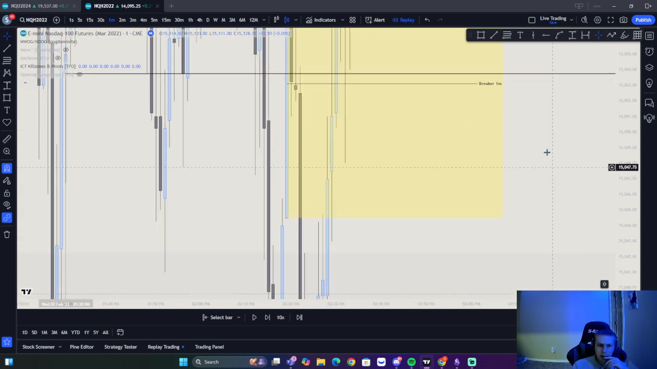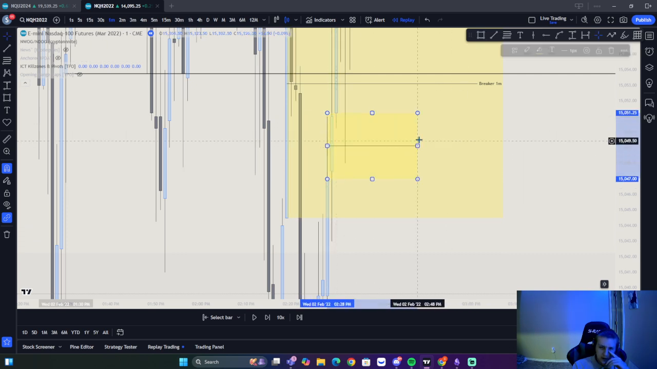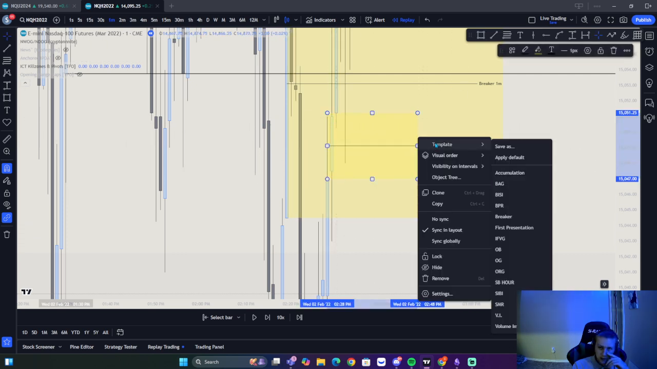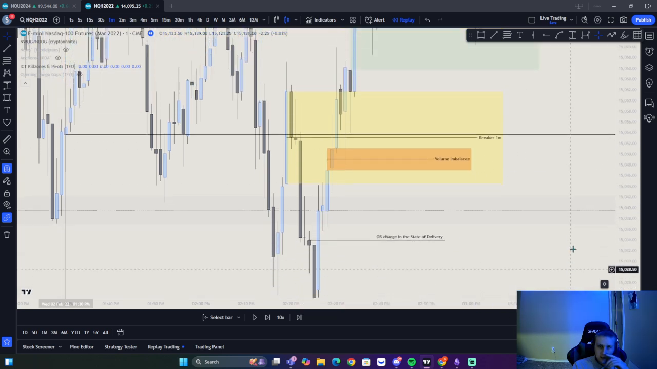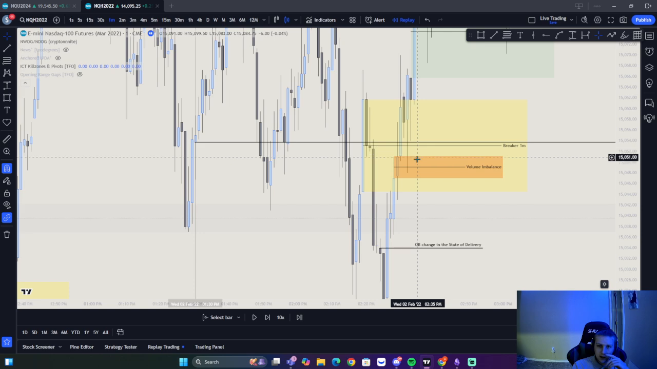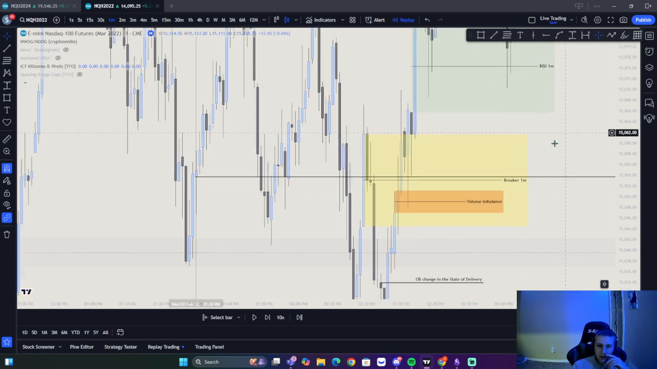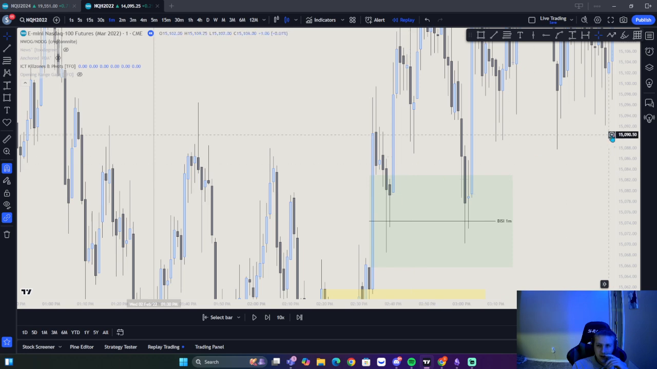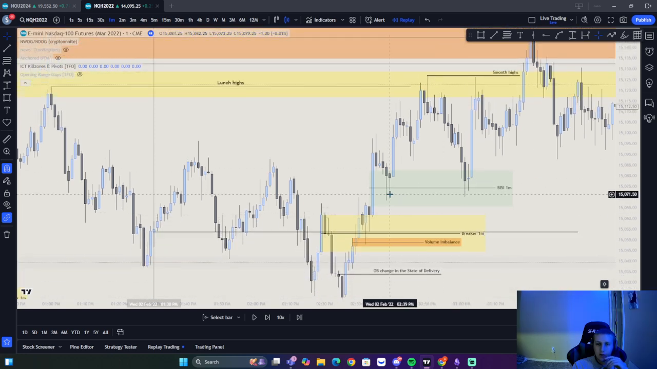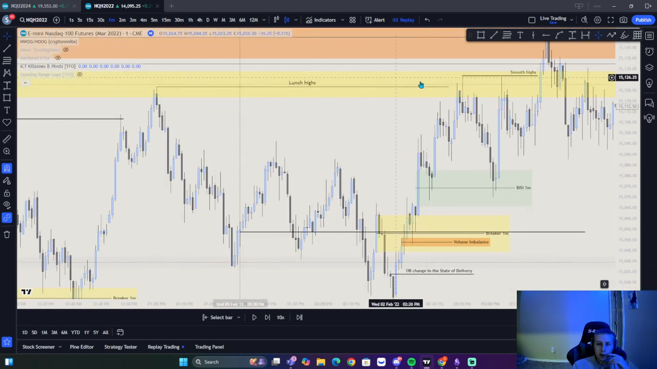ICT was talking about this in a live stream, but I believe this whole thing is the volume imbalance. I just want to bring that up as a little case study that we trade into that for patchwork. Then we trade higher, order block, displacement, BISI on the 1 minute. We trade into here, then we deliver to the lunch highs.